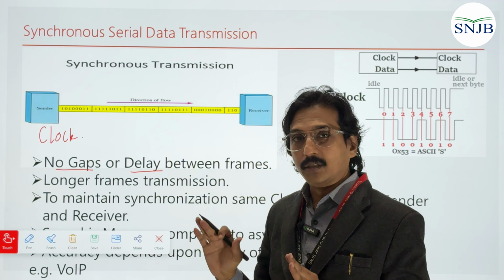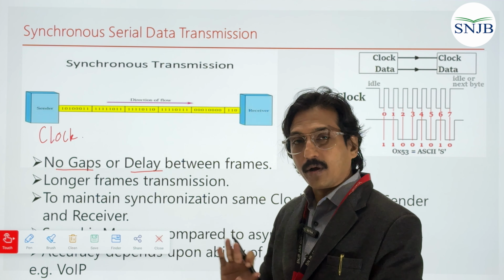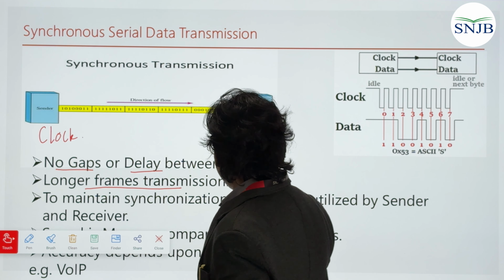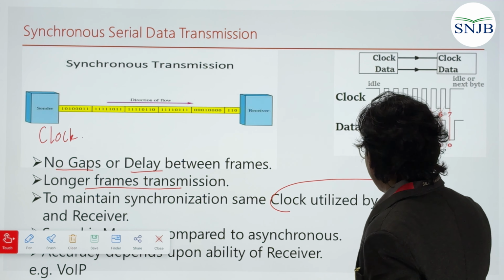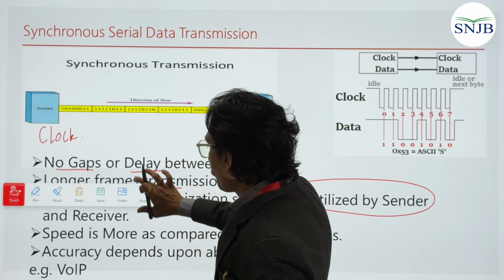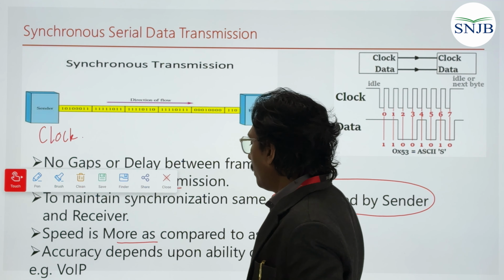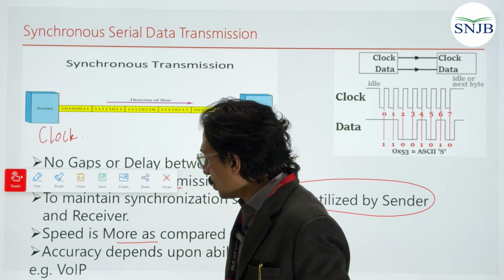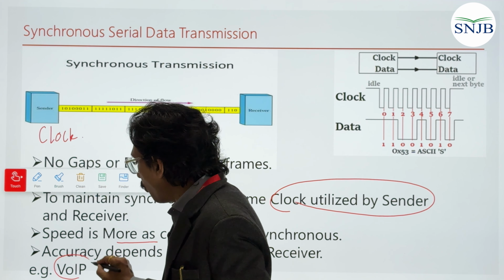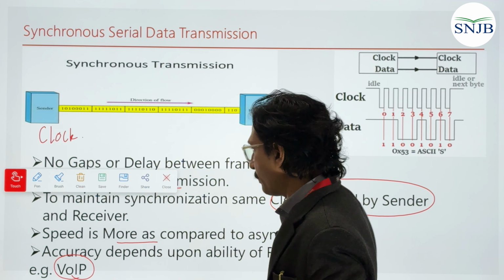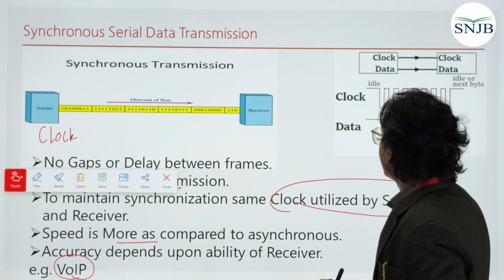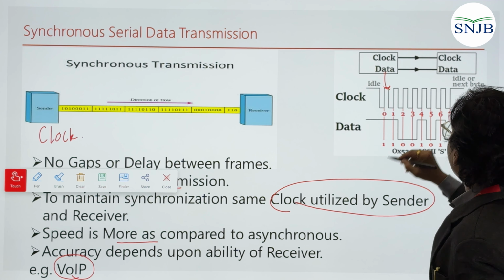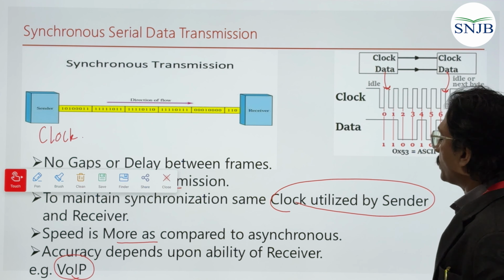The receiver is always synchronized with the transmitter because their clock is the same. Longer frames can be transmitted. To maintain synchronization, the same clock is utilized by the sender and the receiver. Speed is more as compared to asynchronous, but accuracy depends on the receiver's capability. Its application is voice over internet protocol. So this is about synchronous communication. The clock has been shown so that the same clock is utilized by the transmitter and by the receiver.